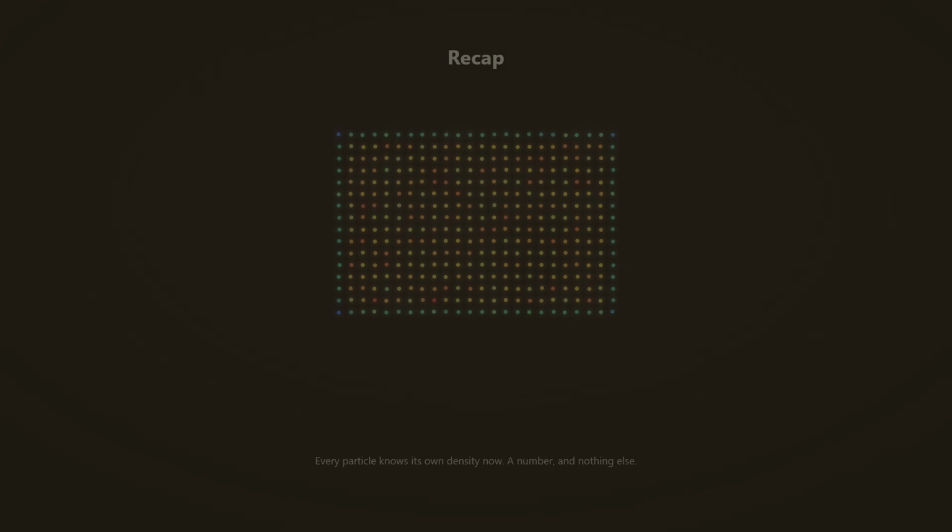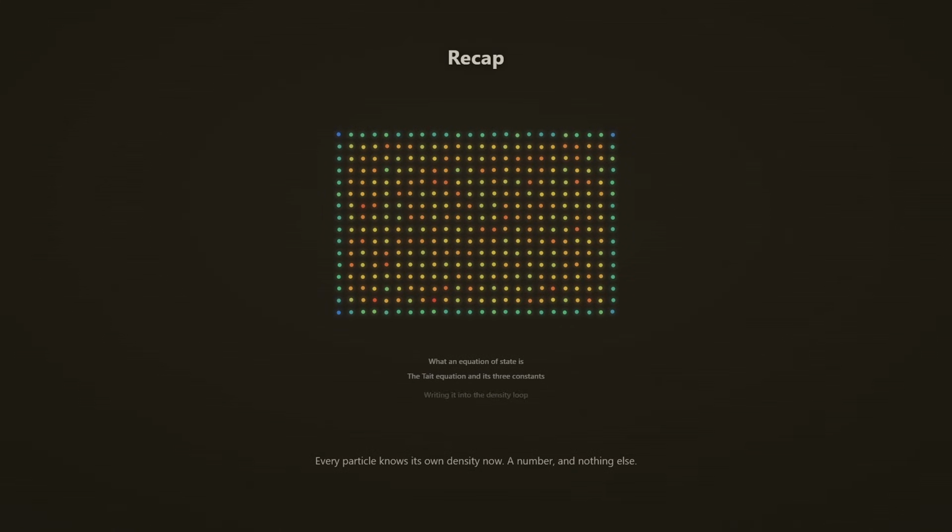Four things I'm going to talk about in this episode. The first one is what an equation of state is, the Tait equation and its three constants. Then how we can write it into the density loop, and then why the pressure should be clamped to 0.